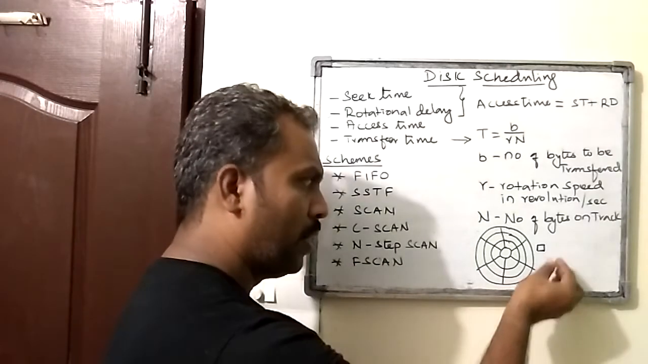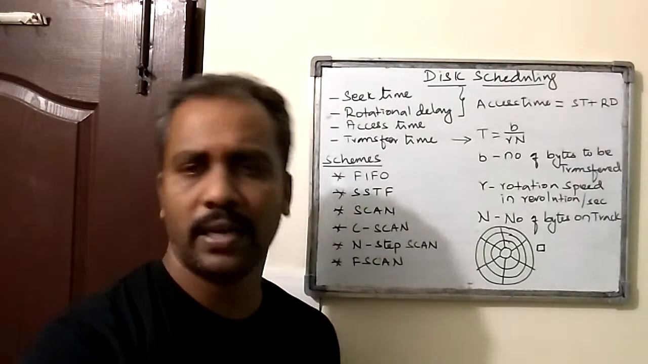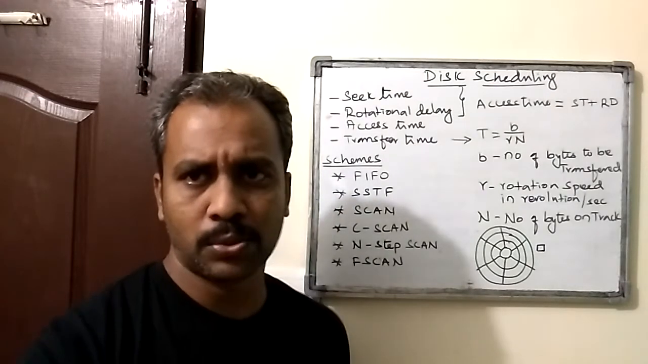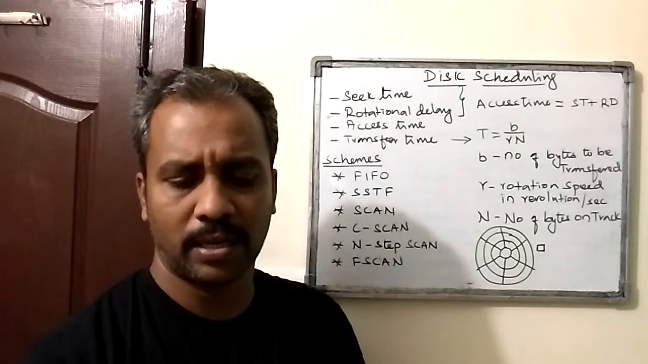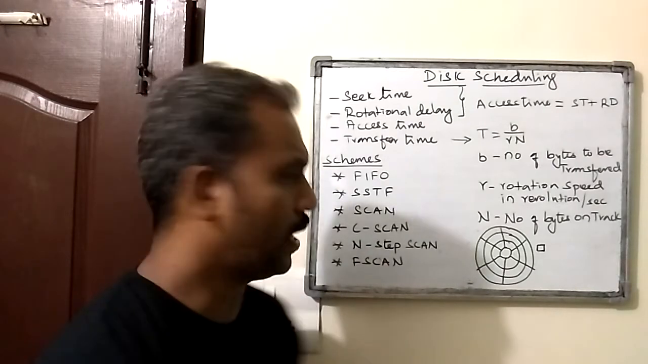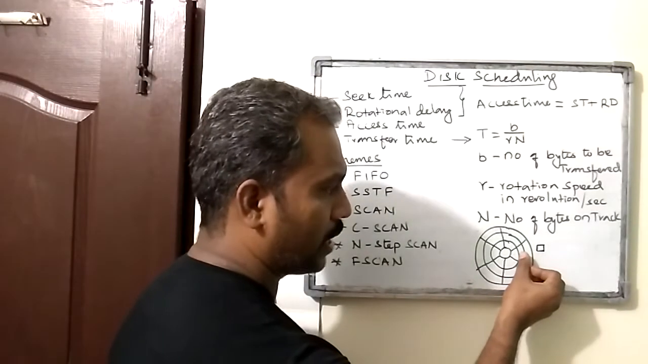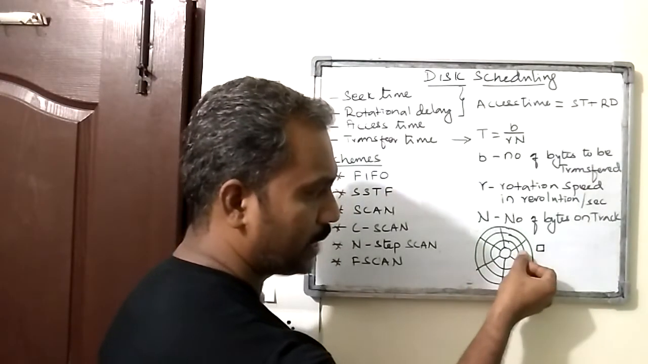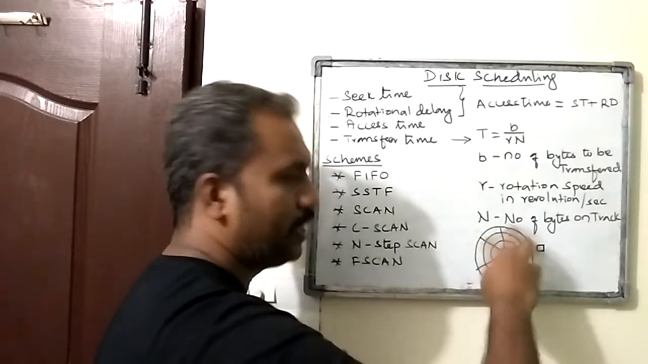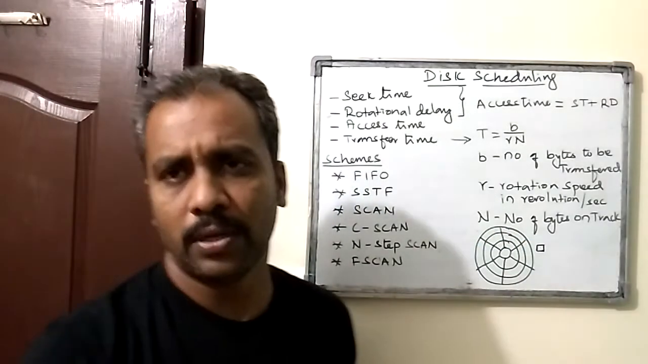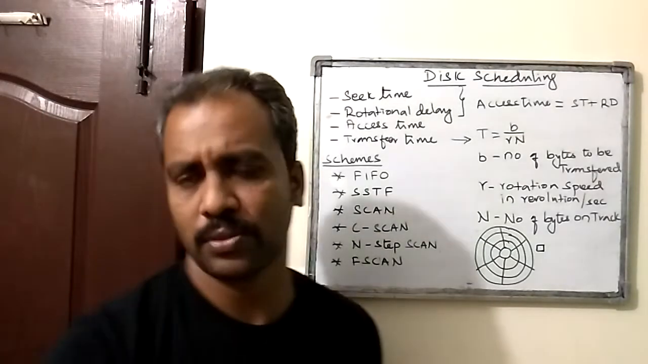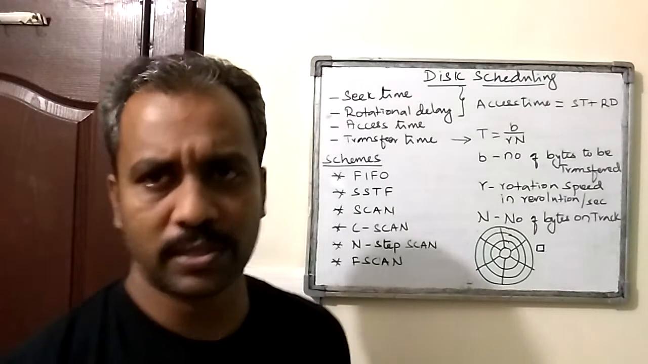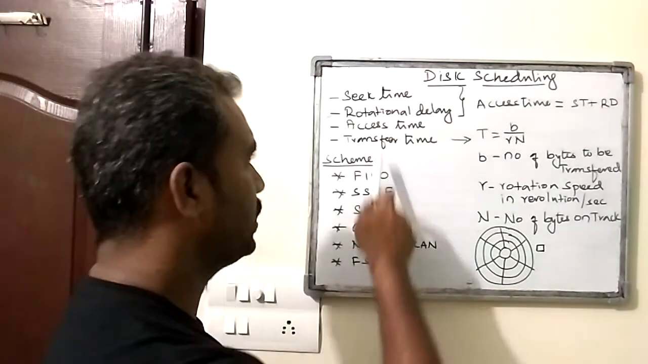Rotational delay is this: say we have successfully placed the head in the appropriate track. Now it is time to rotate the disk so that the head is on the appropriate sector, right? Say in track number 2, it needs to reach this particular block. After placing the head on this track, it needs to rotate. The time required to rotate the disk so that it can place the head in the appropriate sector is called rotational delay.